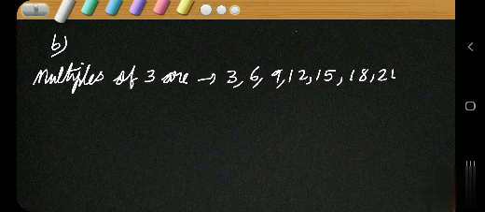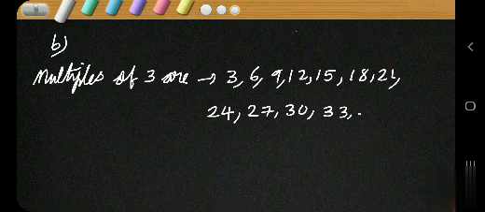Multiples of 3 are, which are the multiples of 3? 3 ones are 3, 3 twos are 6, 3 threes are 9, then 12, then 15, then 18, then 21, then 24, then 27, then 30, then 33, etc. It goes on.